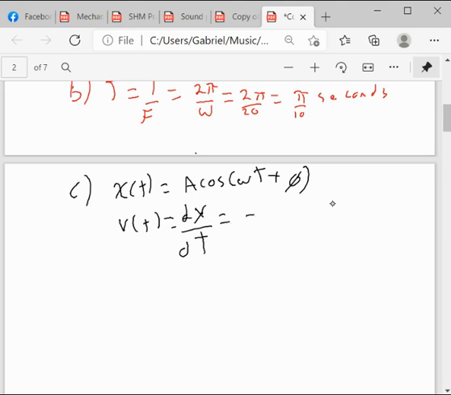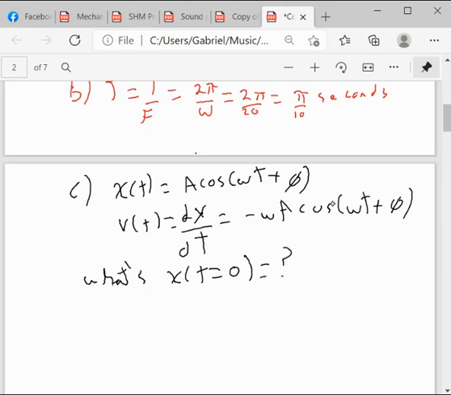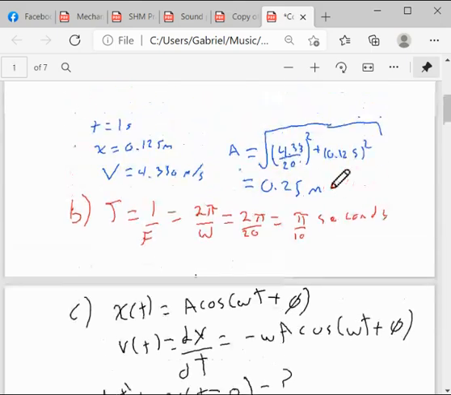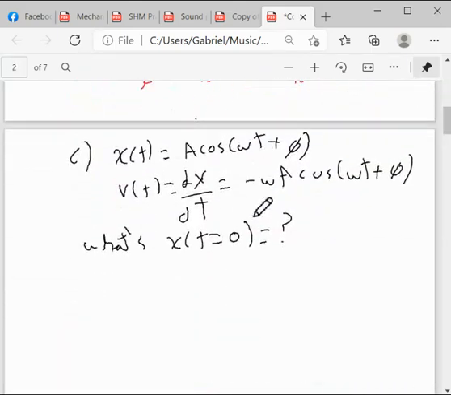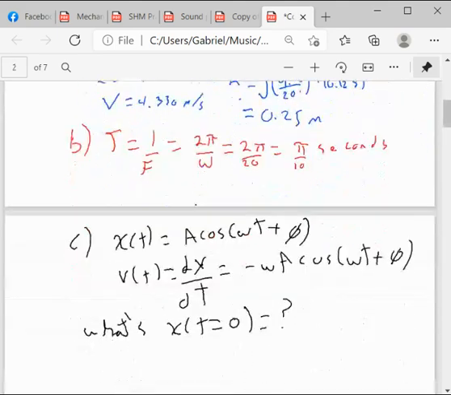Gets us negative omega a cos omega t plus 5. So we want to find the actual initial position, t is equal to 0. We already know the amplitude, but we don't know the phase factor. So we know everything in the formula. We know omega, a, and not the phase factor. But we do have some initial conditions for t is equal to 1.